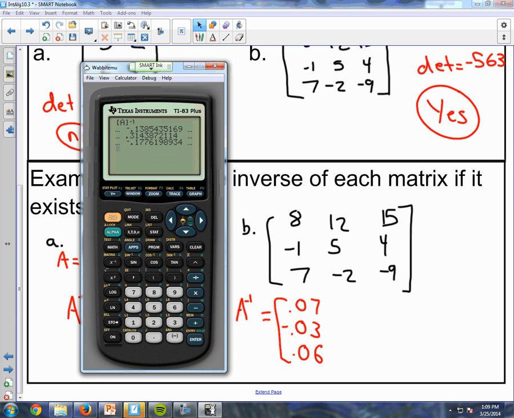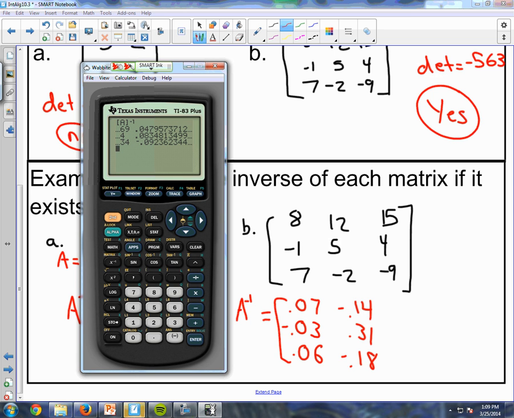So now in the middle column, I've got -0.14, +3.1, -0.18. And then bounce it over to the right some more. For our last column, looks like we've got 0.05, 0.08, and 0.09.